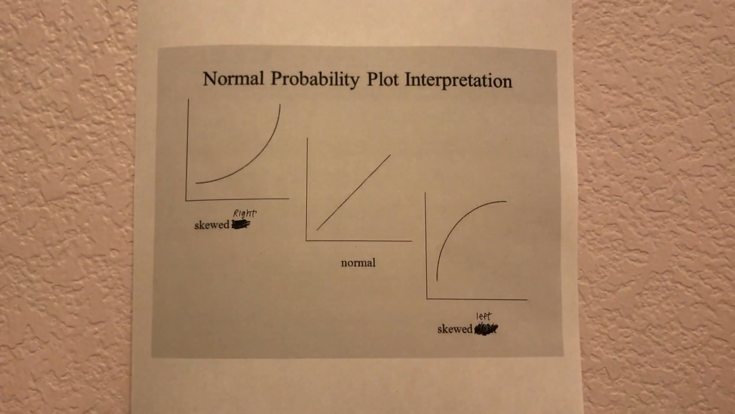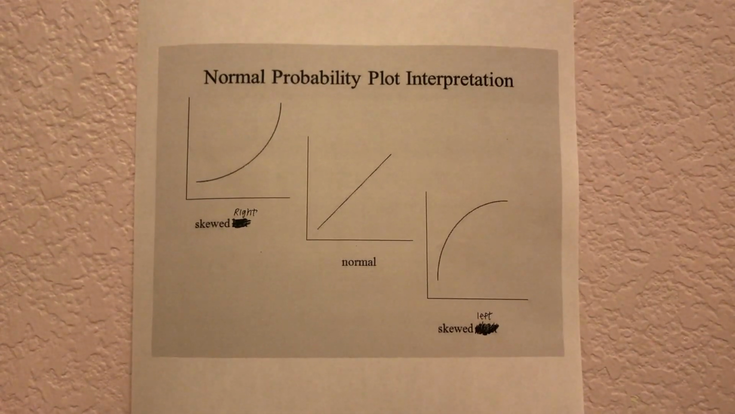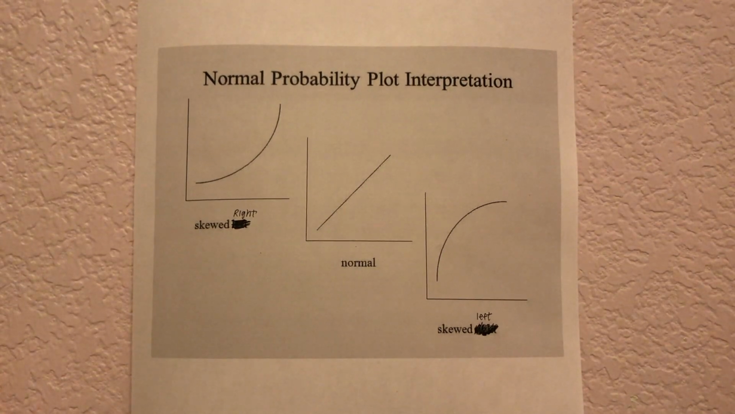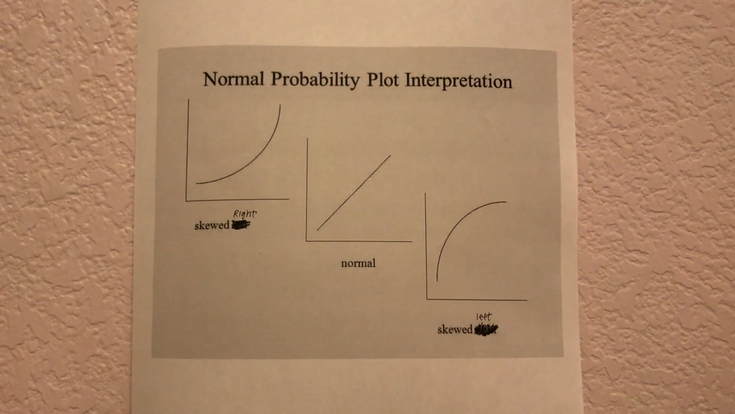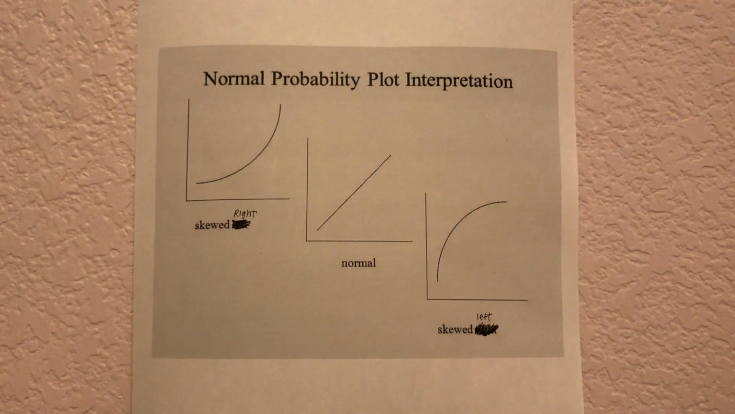Now we're going to use normal probability plots to determine whether a distribution of data is approximately normal. When the normal probability plot is linear, a normal approximation is appropriate for the data. For data skewed right, the normal probability plot will curve out to the right, while a plot for data skewed left will curve out to the left, as we can see in the diagram.